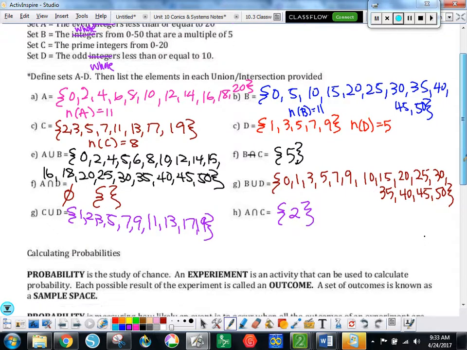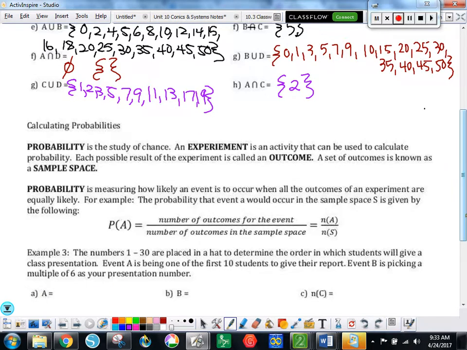All right, now let's talk about how you calculate the probability. Probability is just the study of chance. So what's the likelihood that something is going to happen? An experiment is an activity that can be used to calculate probabilities, and each possible result of the experiment is called an outcome. So rolling a dice would be the experiment. If you rolled a 1, that would be the outcome. If you rolled a 5, that would be the outcome. The probability that you rolled a 5 is the chance that you would have to roll a 5.